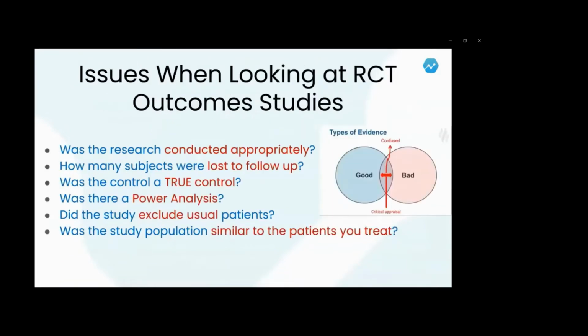So then we look at it and we say, well, all right, it's been done. We have these great RCTs and we read about them and it's similar to what we do. But the first question is, was the research actually conducted appropriately? How many subjects were lost to follow-up? If it was a large number, is it really then valid conclusions? Was there really a true control or just a less effective treatment? Was there a power analysis?